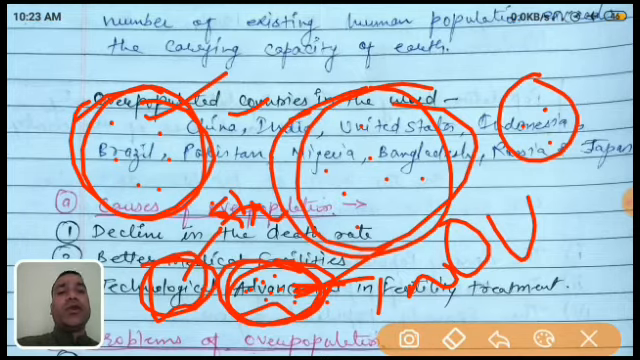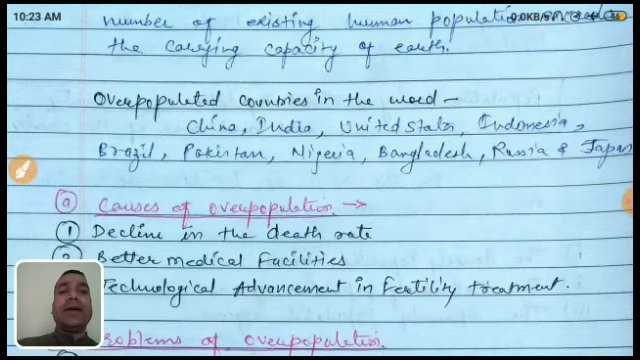So don't misunderstand that China is the overpopulated country, or second, India. They have the highest number of people, okay, but not overpopulated. Overpopulated means more than the capacity. I hope it is clear.